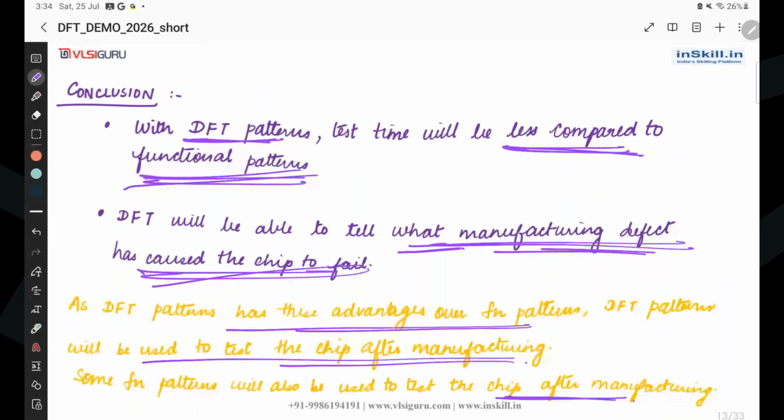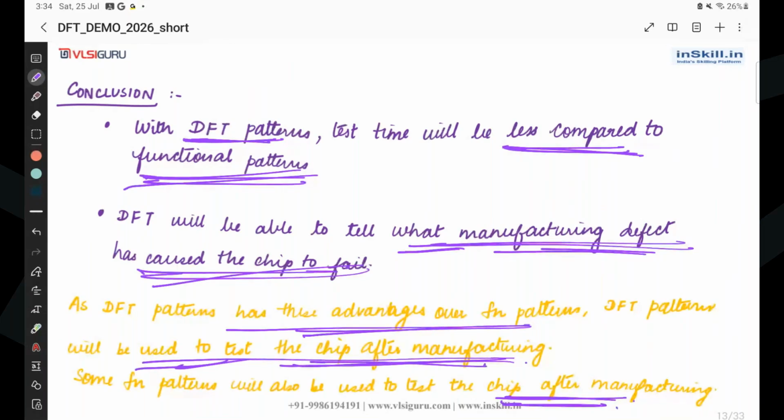And with DFT patterns, we will be able to tell what manufacturing defect has caused the chip to fail. Okay. So as DFT patterns have these advantages over functional patterns, DFT patterns will be used to test the chip after manufacturing. Some functional patterns will also be used to test the chip after manufacturing, but the majority will be DFT patterns.